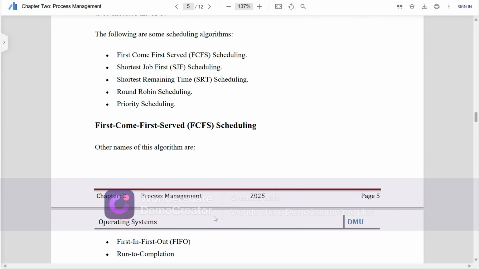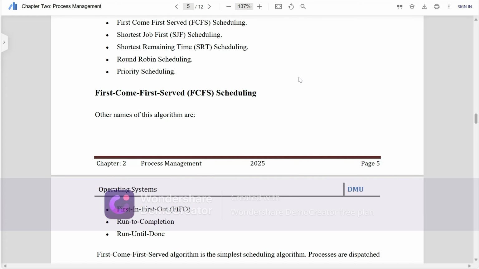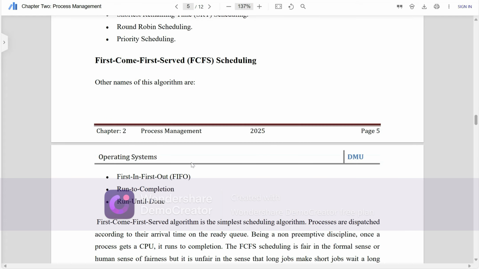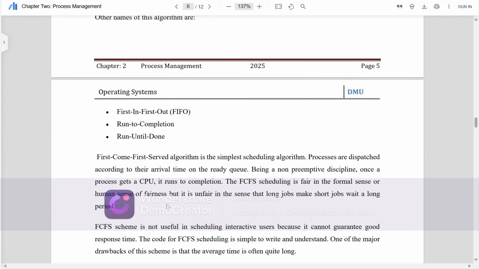Okay, first come first served or FCFS scheduling algorithm. It is also called first in first out or FIFO, run to completion or run until done. That means this kind of scheduling algorithm is a non-preemptive scheduling algorithm, because it is also known as run to completion. This is a characteristic of non-preemptive scheduling algorithms.